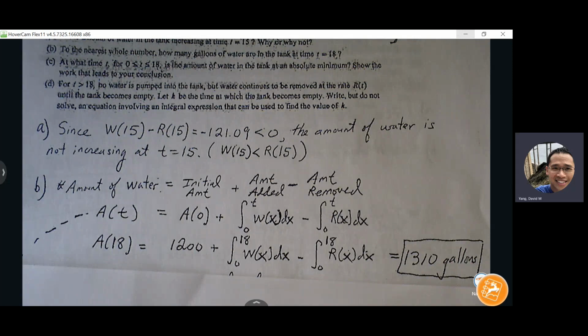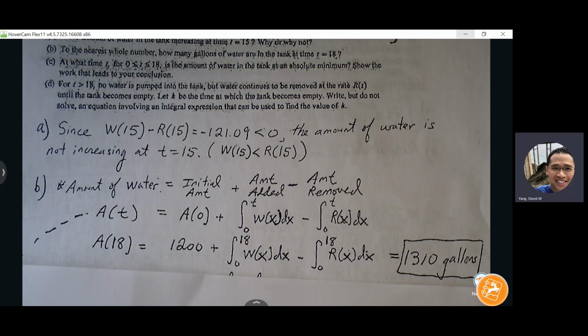Okay, part C, at what time between 0 and 18 is the amount of water in the tank at an absolute minimum? So what is that hint for us to use? Absolute minimum. EVT, right? Extreme value theorem. Anytime we're trying to find the furthest right, the furthest left, any extreme values, max or min, that's an indication that we want to apply EVT. So EVT means we've got to test endpoints and we've got to test what? Critical points. And how do we find critical points?